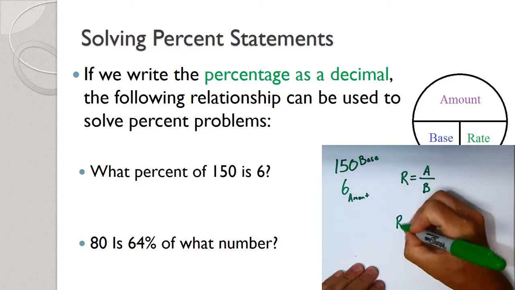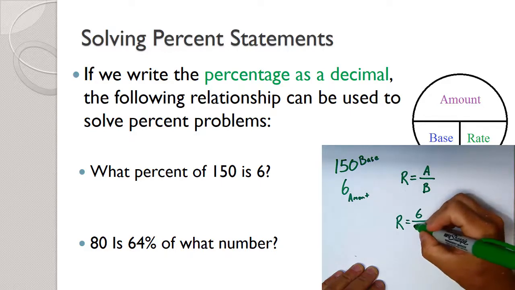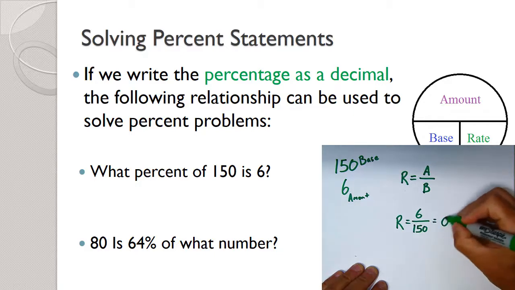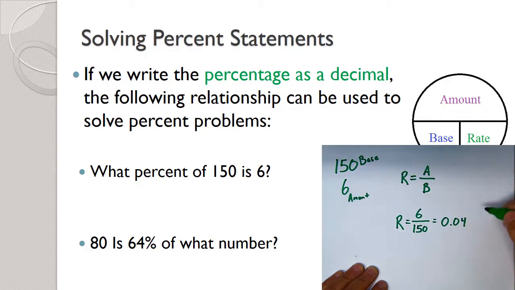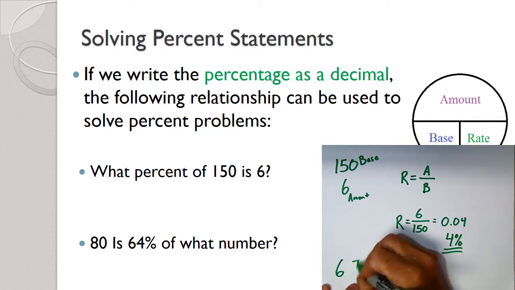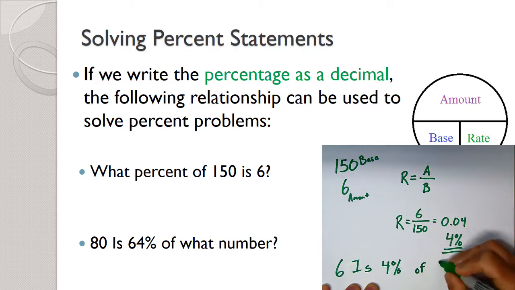So that means our rate, the answer to this question, is the amount, 6, divided by the base, 150. And if you divide that, you get 0.04. Now remember, when you use this wheel, the rate is always a decimal. If we want to turn that into a percent, we'll go 2 places to the right, and the answer to our question is 4%. So we could say that 6 is 4% of 150, and we've answered the question.